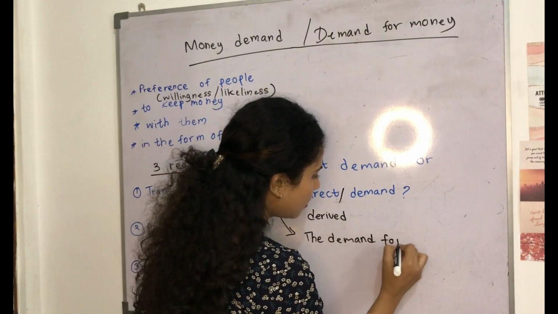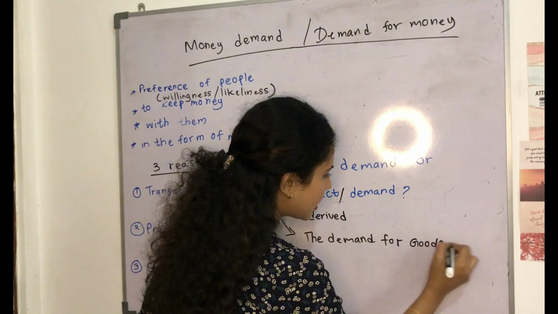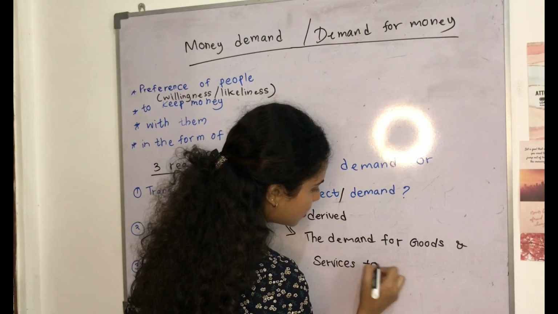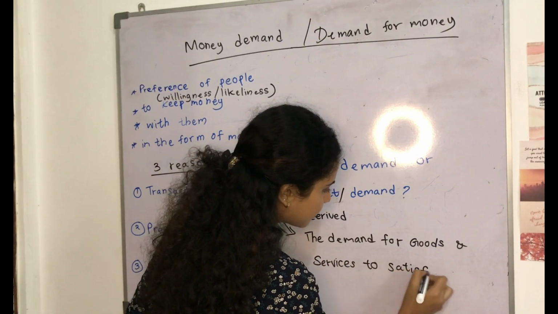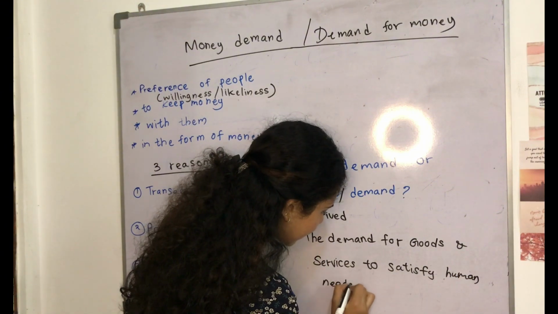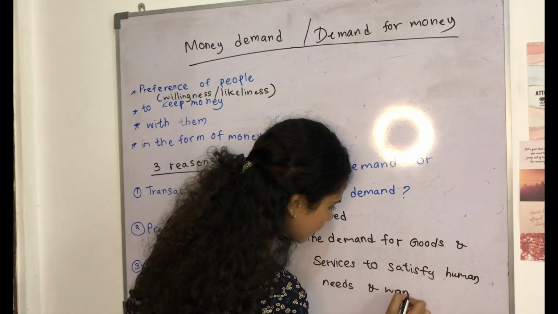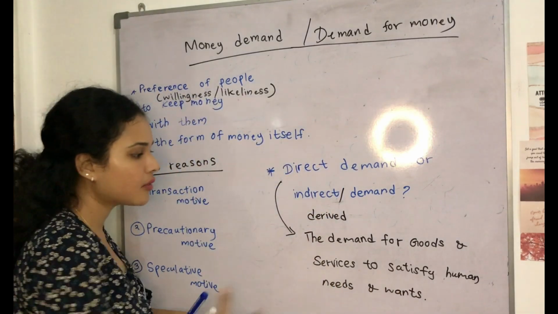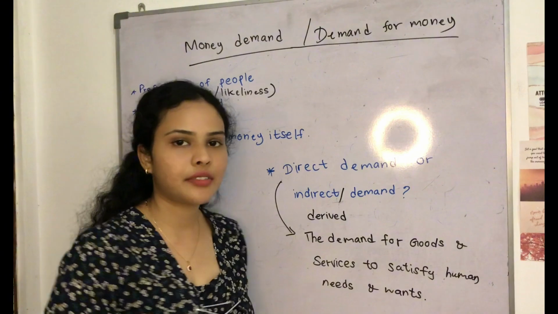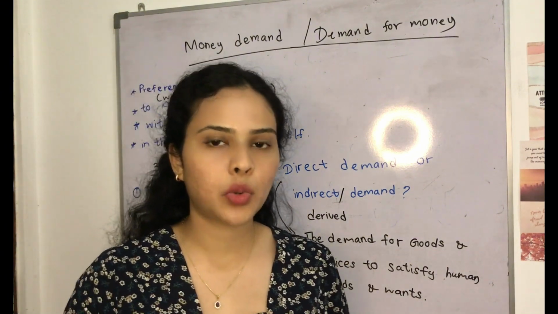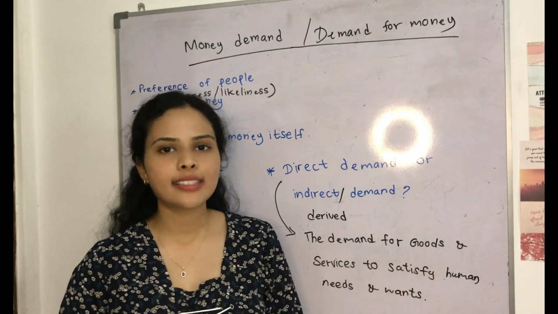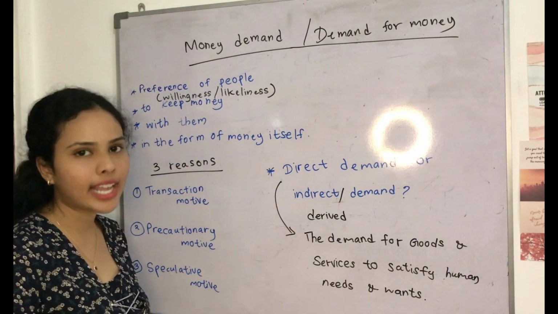The demand for goods and services, for what? To satisfy human needs and wants. So direct demand is for goods and services. That means demanding goods and services to satisfy human needs and wants. People demand goods and services to satisfy their own needs and wants. That is what we call direct demand.